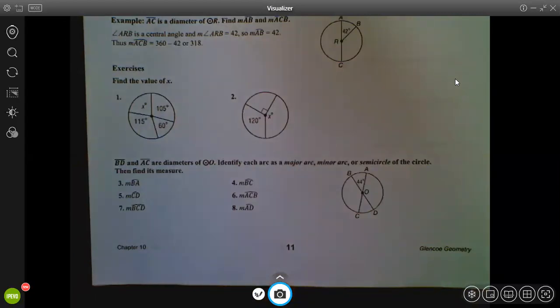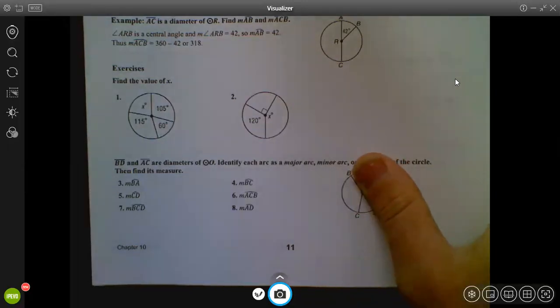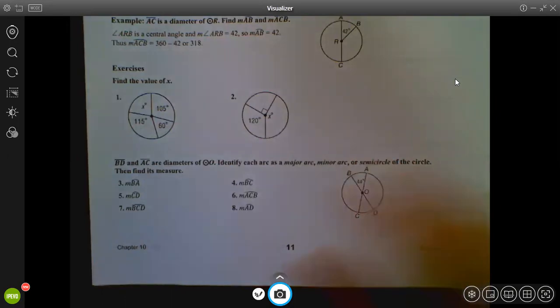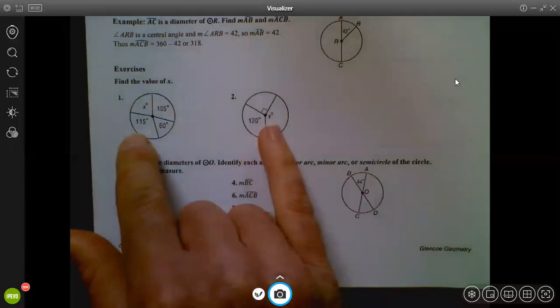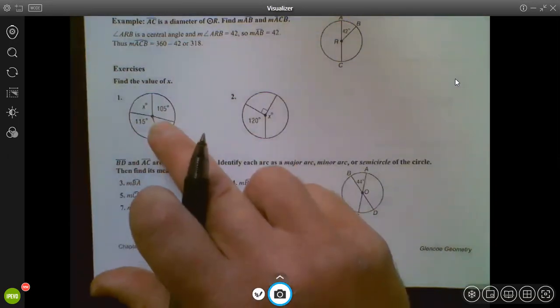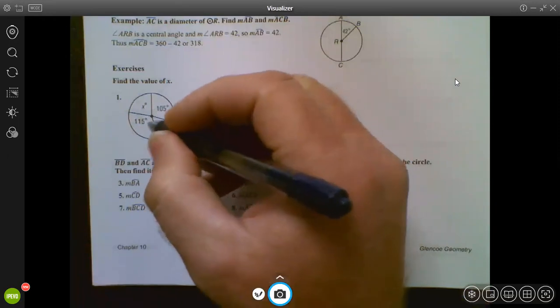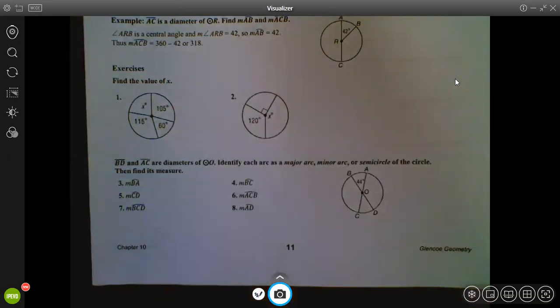The other thing is if you have a diameter, so if it represents half of a circle, we know half of a circle is 180 degrees. So we want to keep that one in mind as well. But for these first two, we're just going to be focusing on the total measure being 360 degrees. So that means if you were to look at this one right here, I know that if I took all four of those central angles and add them together, I know they need to total 360.